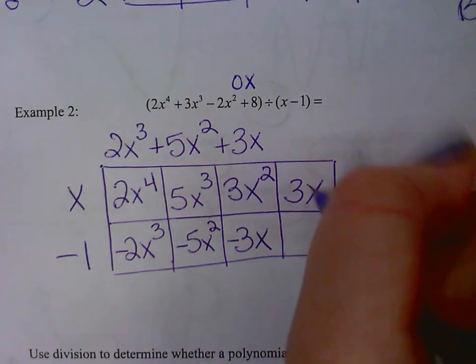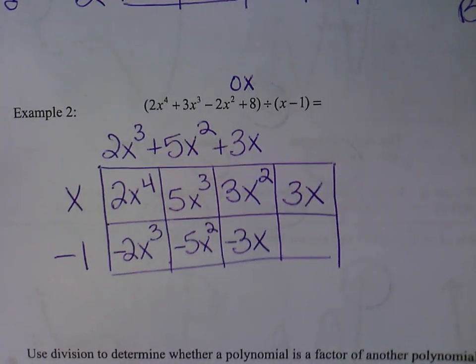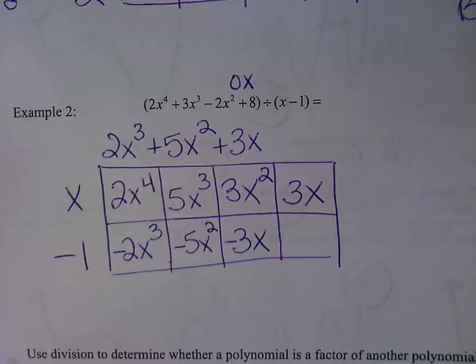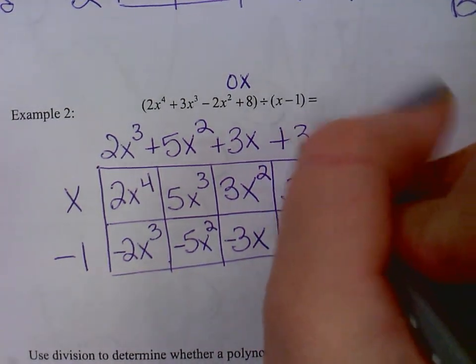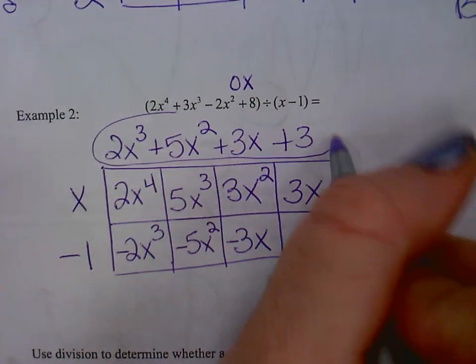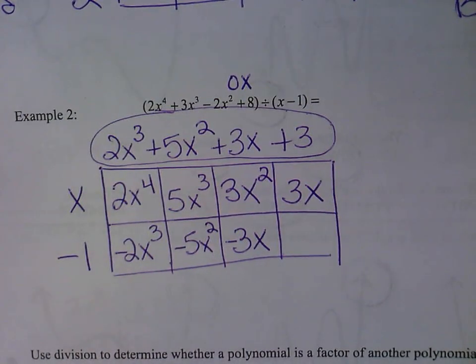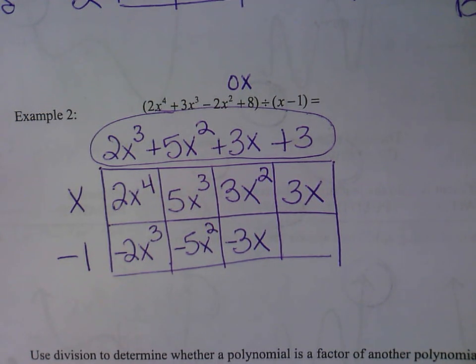All right. What's my last term of my quotient going to be? What times x is 3x? So I need to do plus 3. That's the last term of my quotient. This right here is my quotient. How did I know I get to the end? I hit a constant. Hitting a constant is like, that's the end of your quotient.